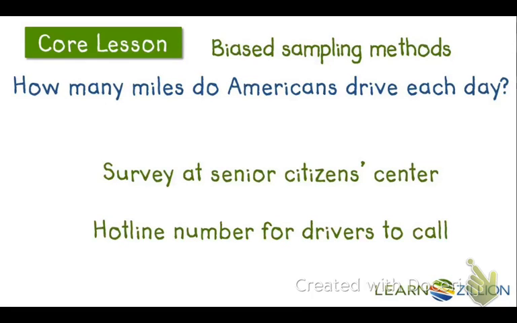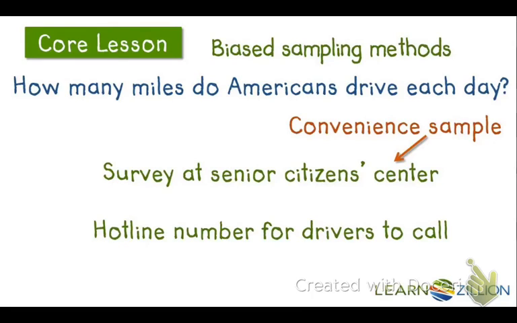Let's take the first one. The survey at the senior citizen center would be very easy for us to do. We would just have to go to one place, ask everyone the same question, record our data, and we'd be finished. That makes it a convenience sample. It's easy to collect the data. However, it's also biased because it's convenient. All the people at the senior citizen center may be more likely than other Americans to drive less, and so our data from the sample might not be representative of all Americans' driving habits.